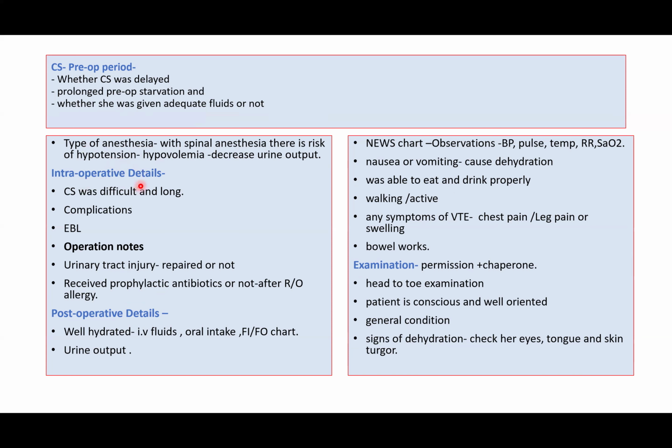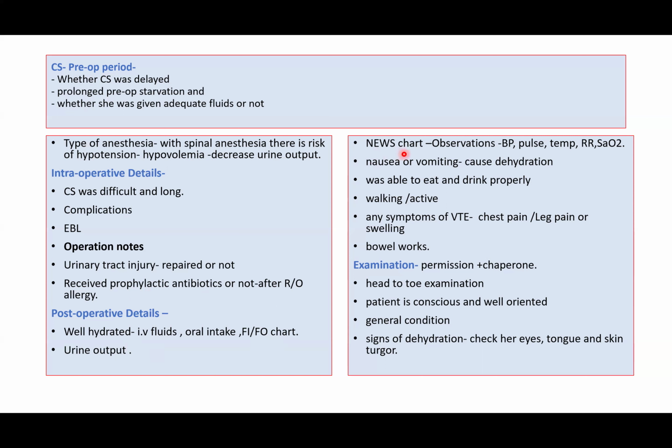Then intraoperative details: whether CS was difficult and long, whether there were any complications, what was the estimated blood loss. For that, I would also like to go through the operation notes: whether there was any urinary tract injury and whether it was repaired or not, and whether she received prophylactic antibiotics after ruling out allergy. Then I would like to know the post-operative details: whether the patient was well hydrated, received IV fluids, oral intake, whether a fluid input-output chart was maintained, and what was the urine output.